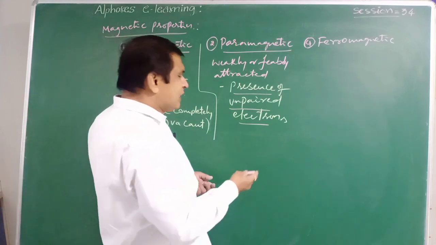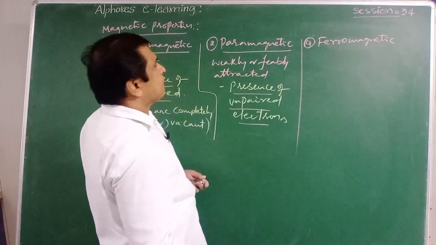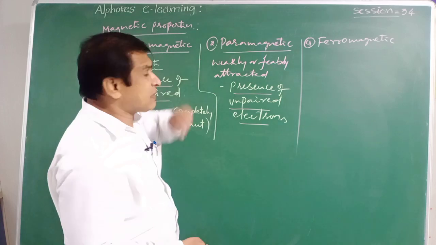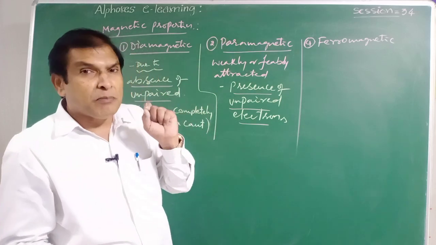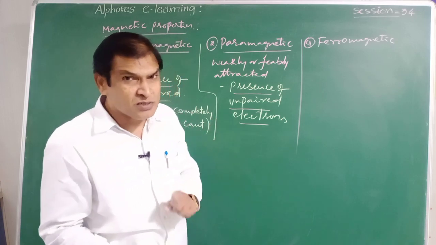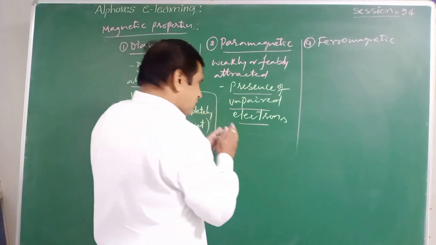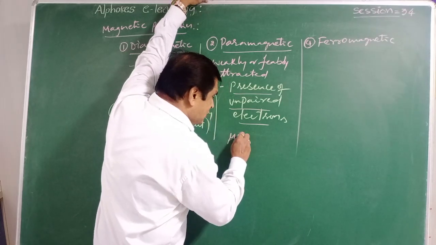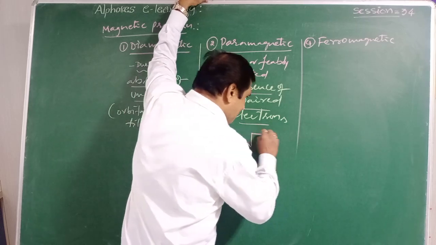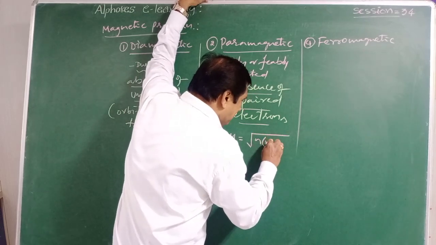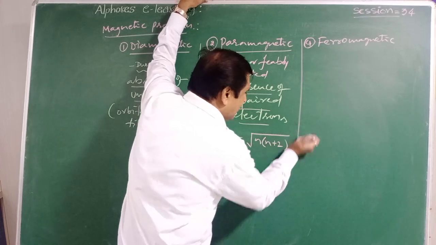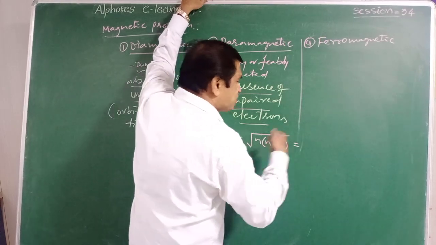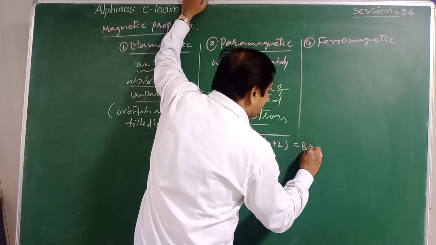Now here only, let us calculate. The magnetic nature of paramagnetic substances can be calculated using the following relation. Mu is equal to the square root of n into n plus 2. The magnetic nature of the paramagnetic substances is expressed in Bohr magneton units.